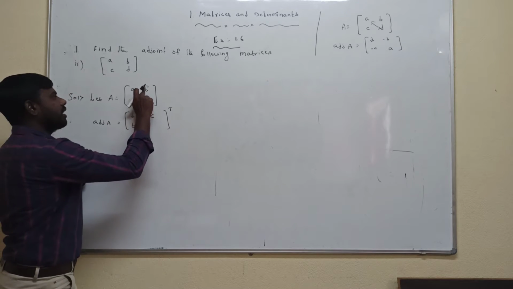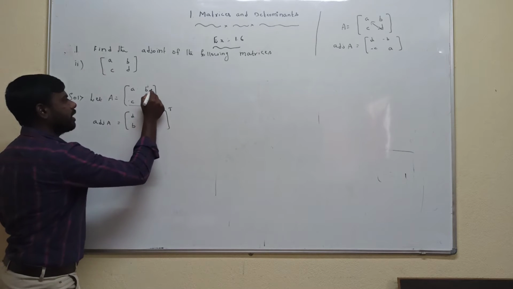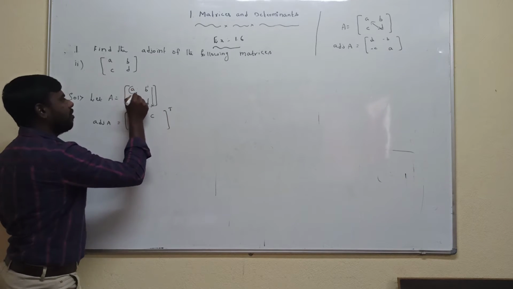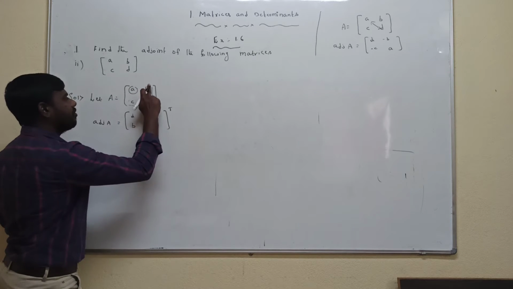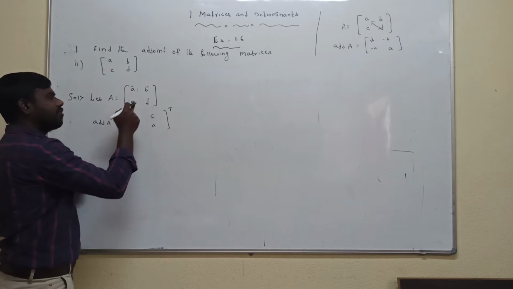Next, we are taking D. D is present in the second row, second column, so they are eliminated, and the left of the element is A. So the left of the element is A directly. Why are we taking the left of the element?